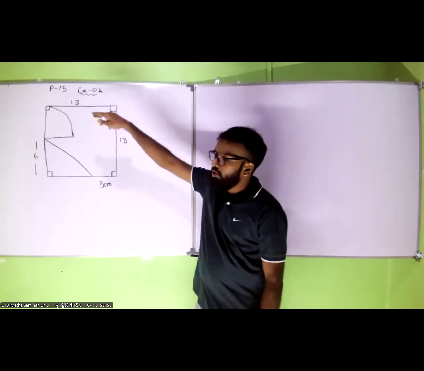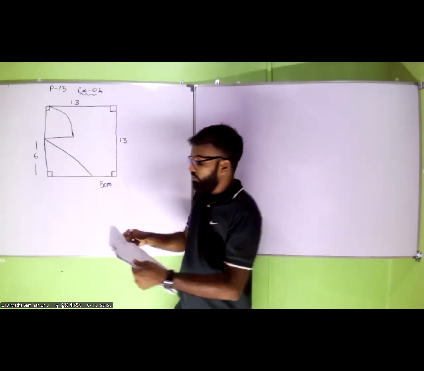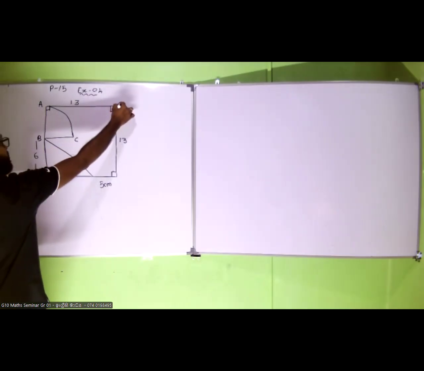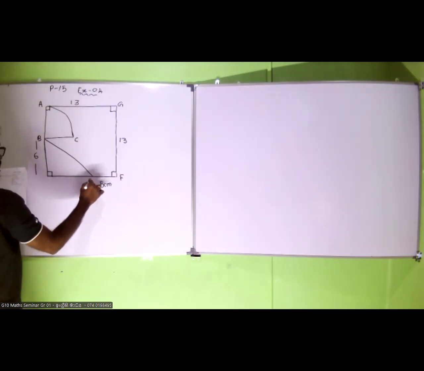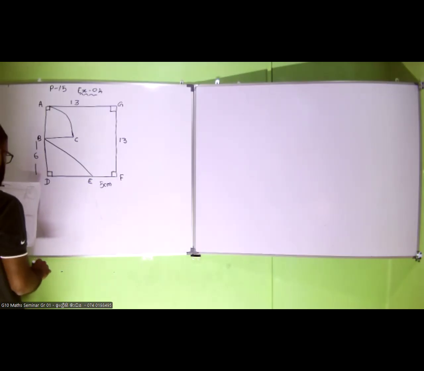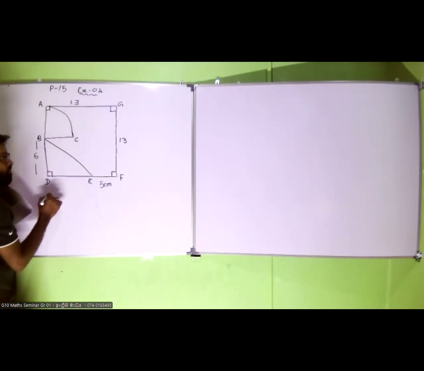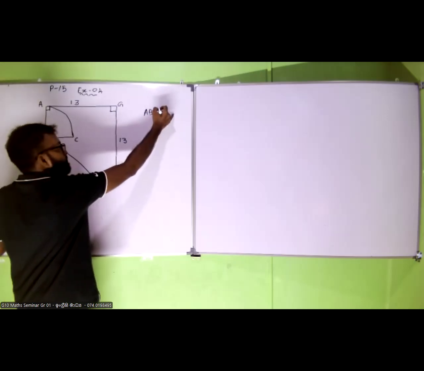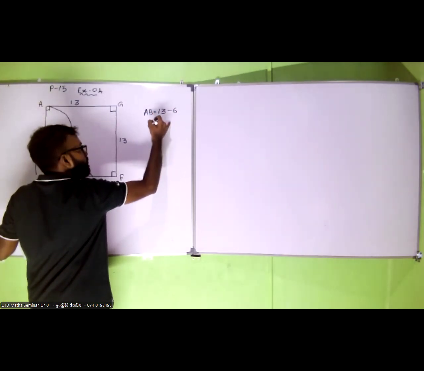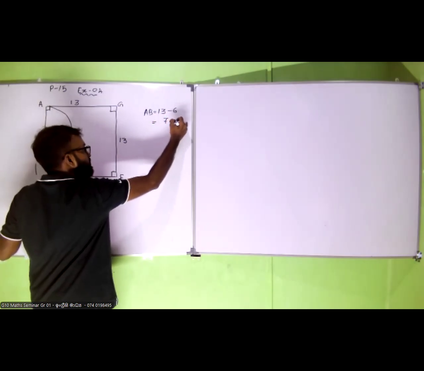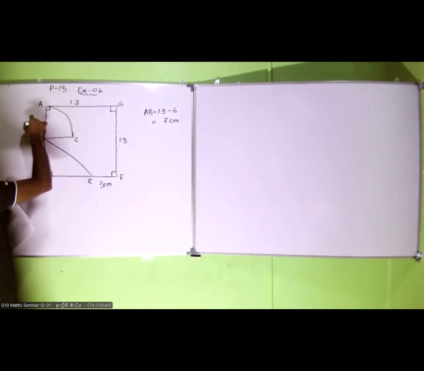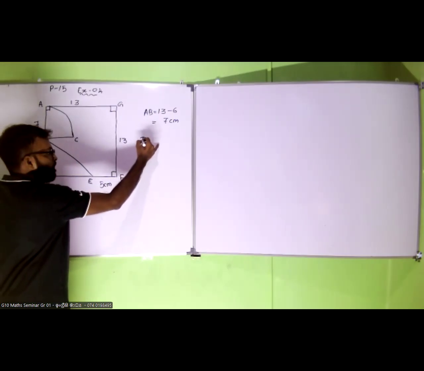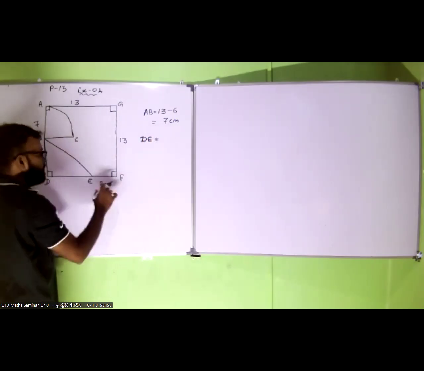So this is 13, 13, so this becomes a square so that you can find the lengths. I will put the labels: this is A, this is B, this is C, G, F, E, D. Now I can find AB first: 13 minus 6, 7 centimeters. That is AB length. This is done, 7. If this is 5, DE can be found: 13 minus 5.